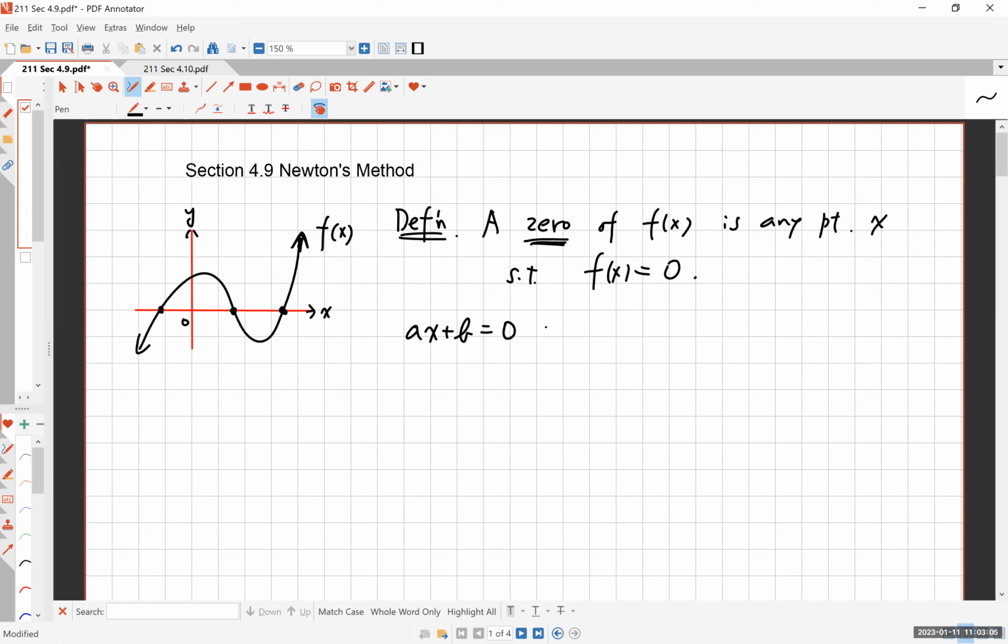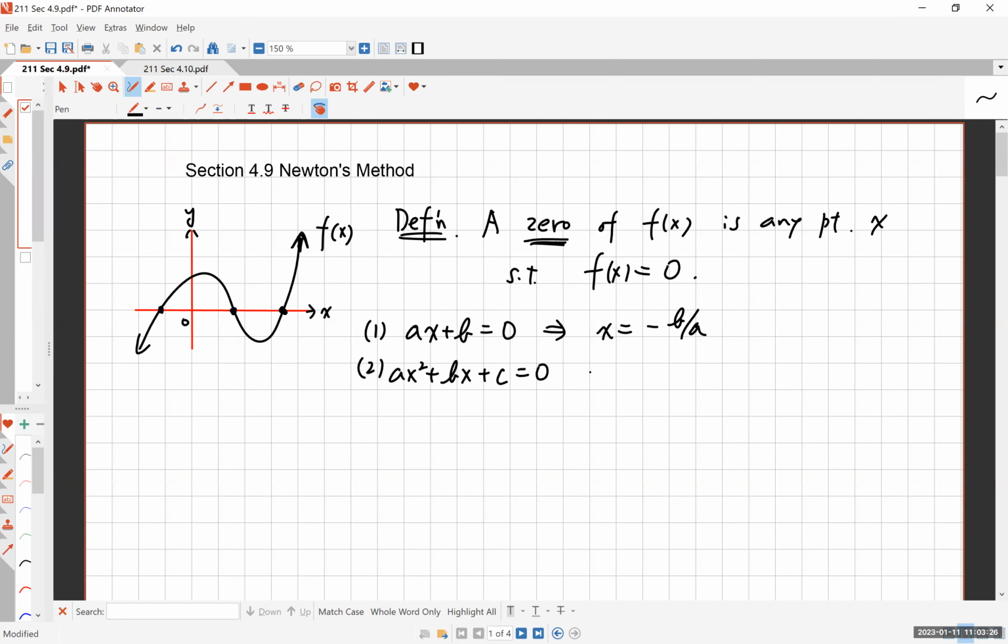But as far as a polynomial is concerned, the first degree polynomial looks like this, right? And so when this is equal to 0, of course, we know exactly what x is. That's negative b over a, right? So this is the first degree polynomial. Second degree polynomials are called quadratic functions: ax squared plus bx plus c is equal to 0.